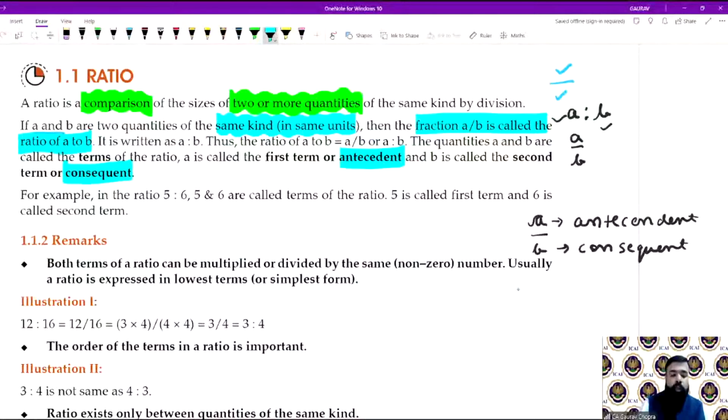Now let us take one simple example. If we are comparing the two terms of a ratio, 5 and 6, then 5 is known as the antecedent and 6 is known as the consequent. All right.